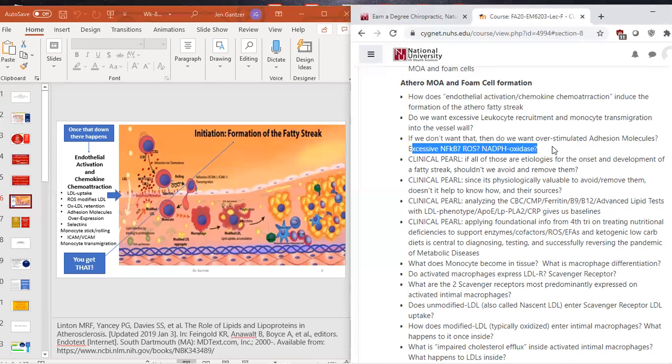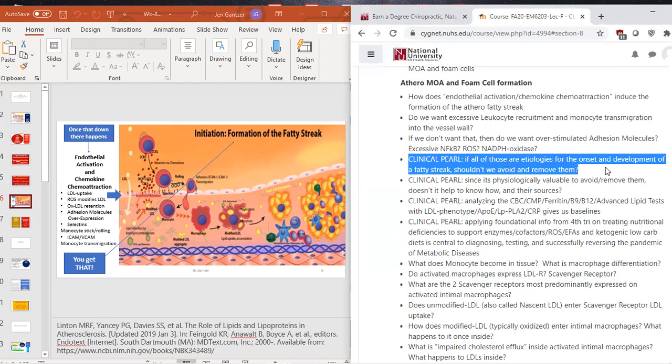No. No, it's walking disease. That is walking disease. Everything that you learn about what causes these is what you change and what you remove to prevent it from happening and to reverse a body that already has it. Clinical Pearl: if all of those are etiologies for the onset and development of a fatty streak, shouldn't we avoid and remove them? Wow. Doesn't it seem like it's not rocket science anymore? Doesn't that almost seem like a duh? Right? Of course, that's what we want to do.